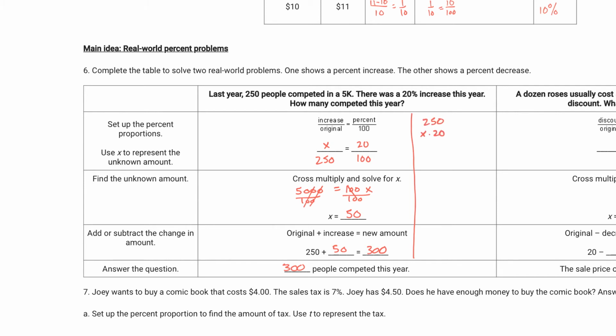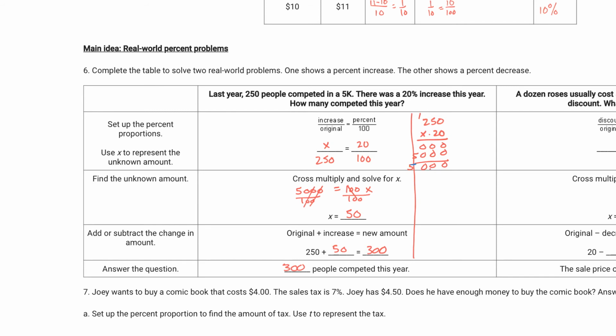Why 0.20? Because I'm trying to figure out what 20% is, and 20% as a decimal is 0.20. I would multiply this. So when I multiply this, I get 50, I believe, right? You move the decimal 2 times. Yeah, 50 right there. See, there's the 50 right there.